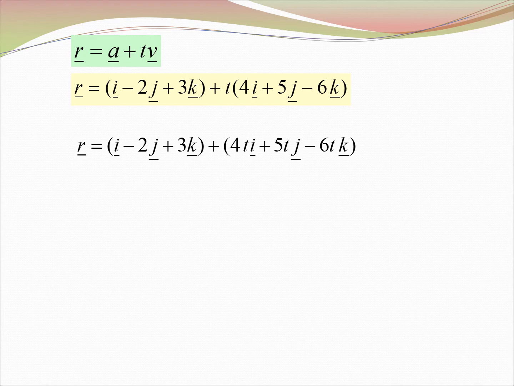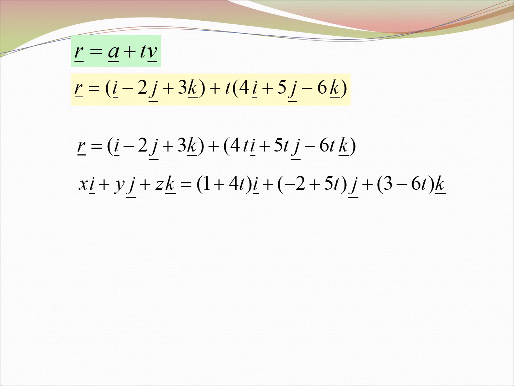Next, we want to find the parametric equation of the straight line. So we can expand t into the direction. And then r we can expand in vector form, which is xi plus yj plus zk. And on the right side we factorize the common factor of i, j and k, so we will get 1 plus 4t for component i, plus minus 2 plus 5t for component j, plus 3 minus 6t for component k.